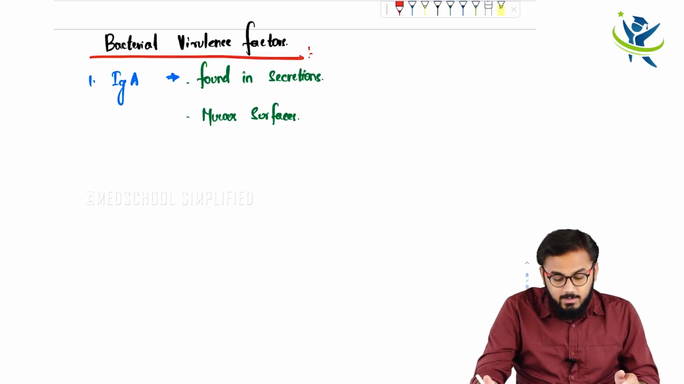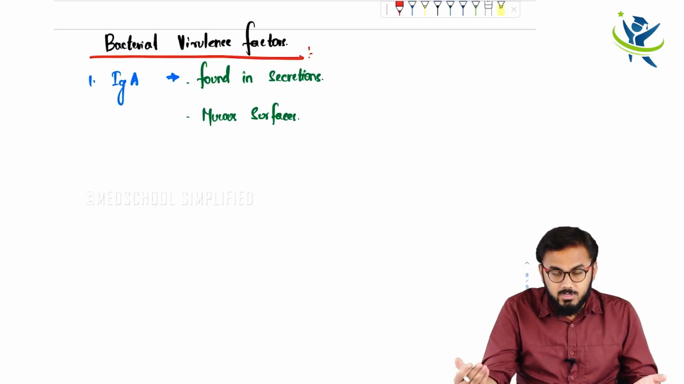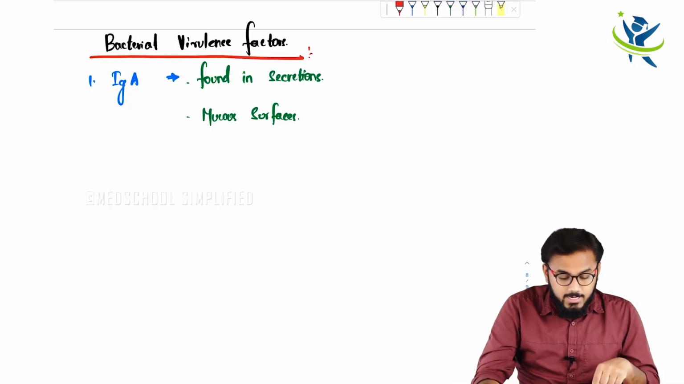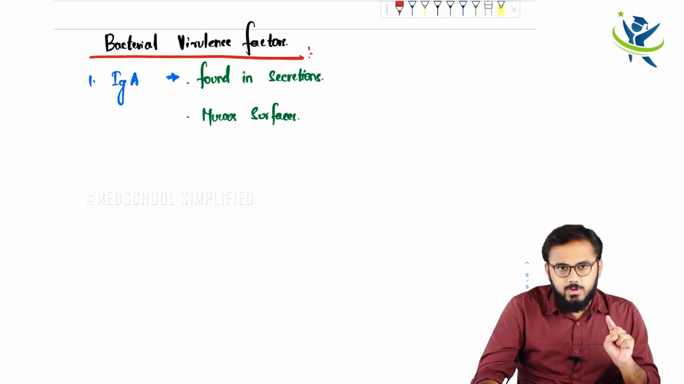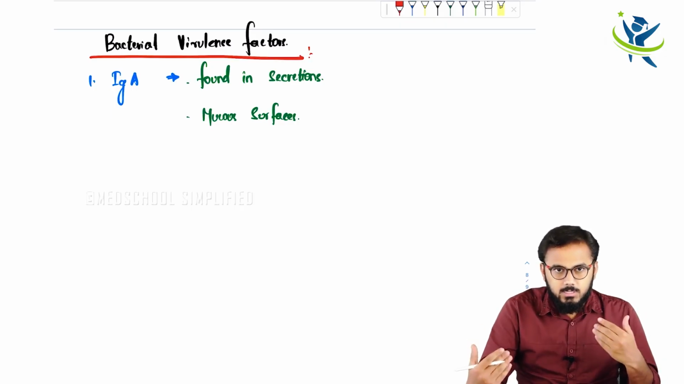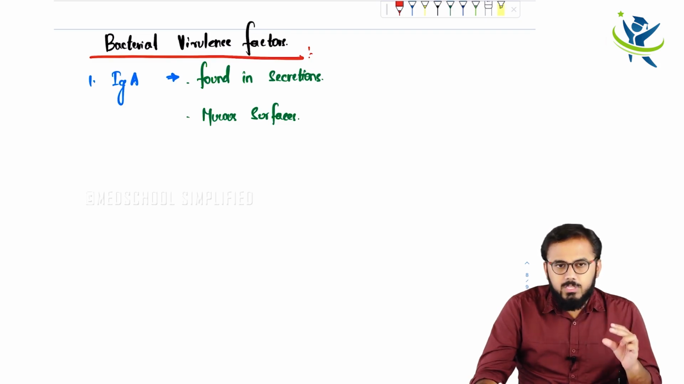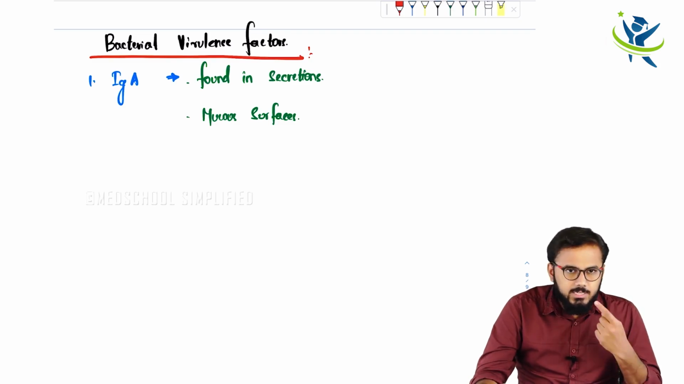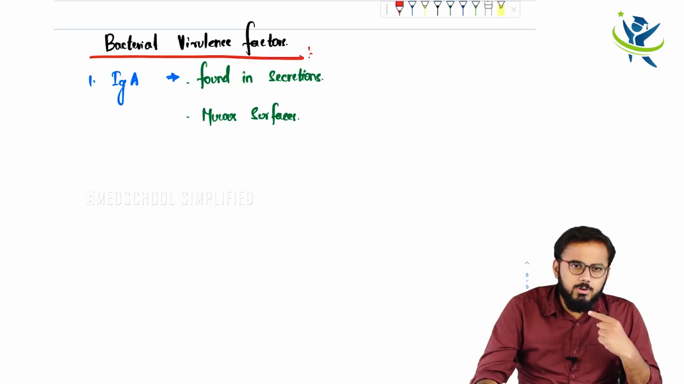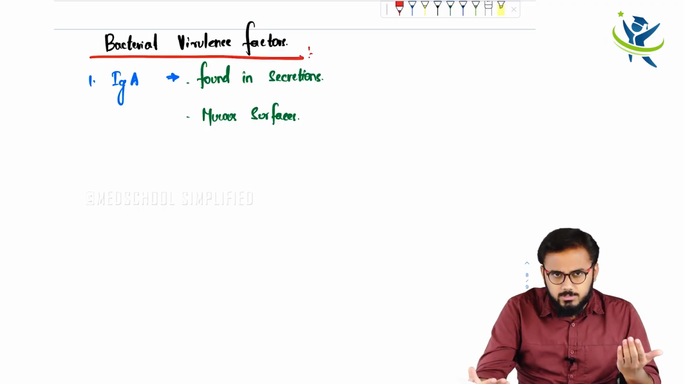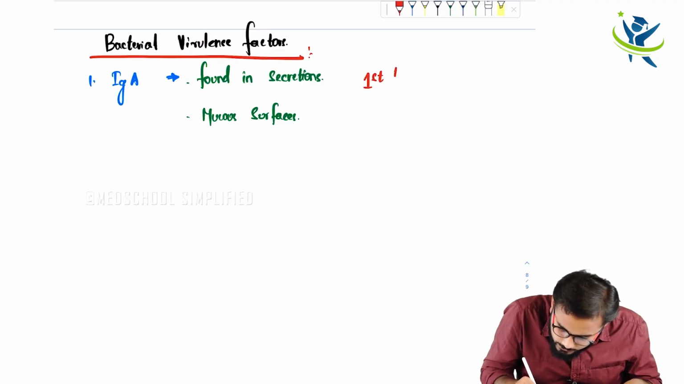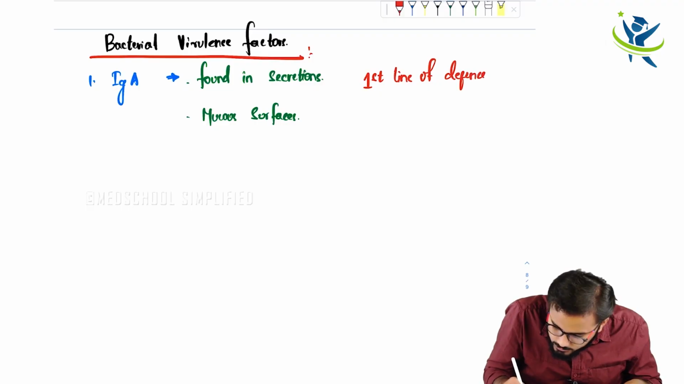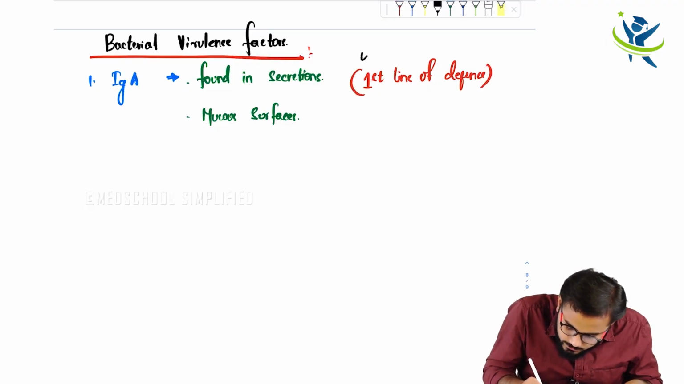I'm not telling this because I kept the heading as bacterial virulence factors. It doesn't mean that IgA is one of the virulence factors. No, IgA is not a bacterial virulence factor. I'm just forming the basics. The basics are that there is something called IgA, an antibody, which is found in your secretions, which is found in your mucus, right? So that is why this is also called the first line of defense.